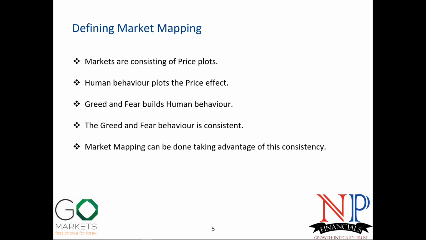Market mapping can be done taking advantage of this consistency of the behavior, of which the constituents are greed and fear. Good that we have it, so that we can trade the market and map the market much before. This repetitiveness of the market mapping can be traded consistently.